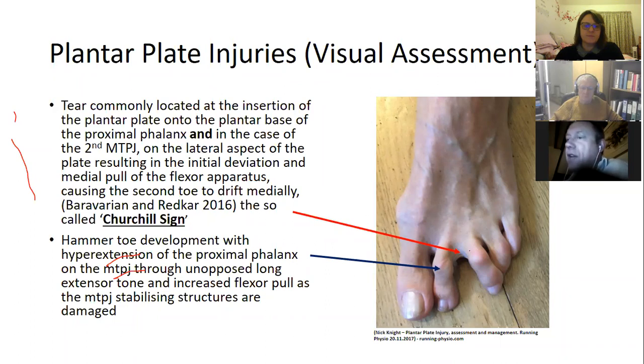This is a great picture from a paper I can't recommend highly enough, or papers, by a UK podiatrist, Nick Knight, who deals in sports injuries. If you put his name in, Nick Knight, and plantar plate injury, lots of lovely papers. I recommend it absolutely to read. Nice, good read for you in the evening, I find.